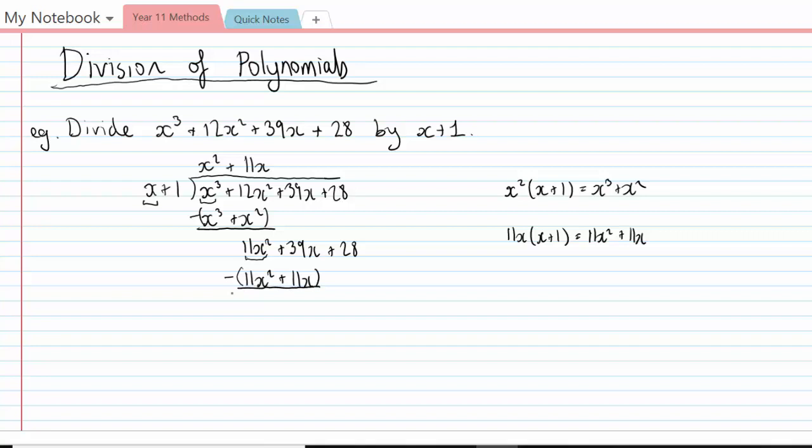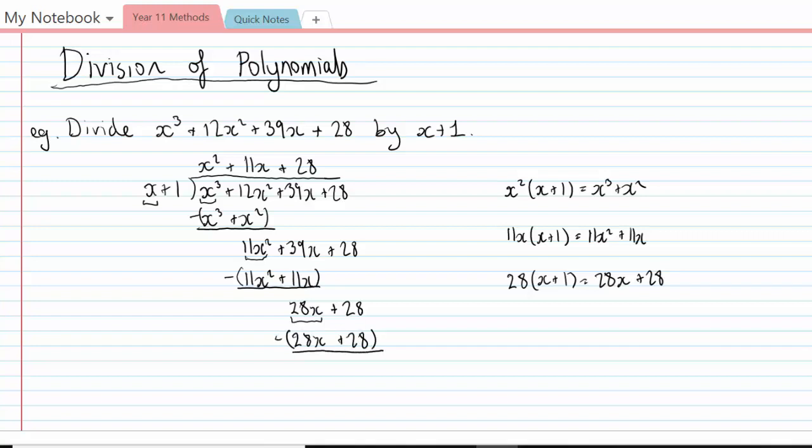11x squared minus 11x squared is nothing. 39x minus 11x leaves 28x. And I've still got a 28 there, which didn't have anything done to it, so it gets brought down to this next line. The last thing is to ask how many x's there are in 28x. And the answer to that is, well, there are 28 of them. So on the side, I'll do 28 times the x plus 1, which leaves us with 28x plus 28. And I'll write that down here to then take it away.